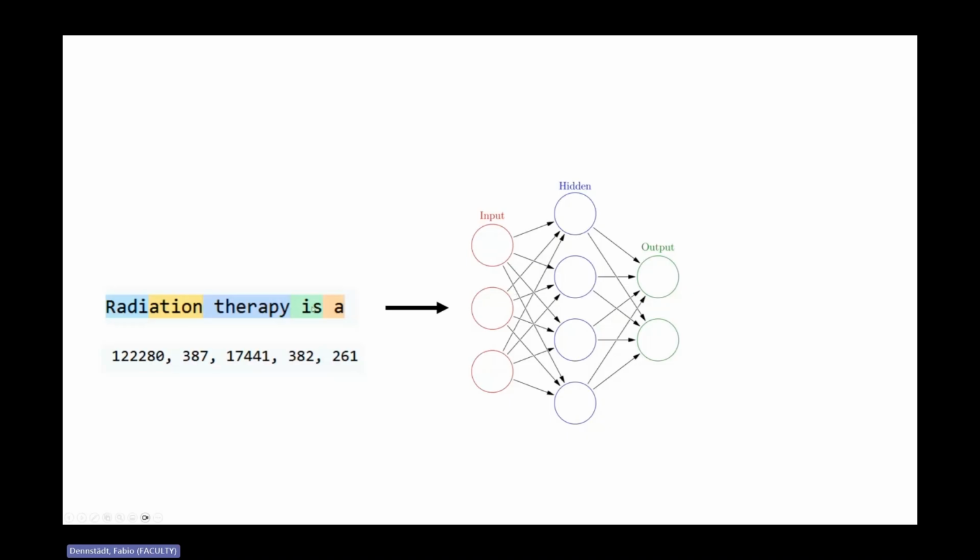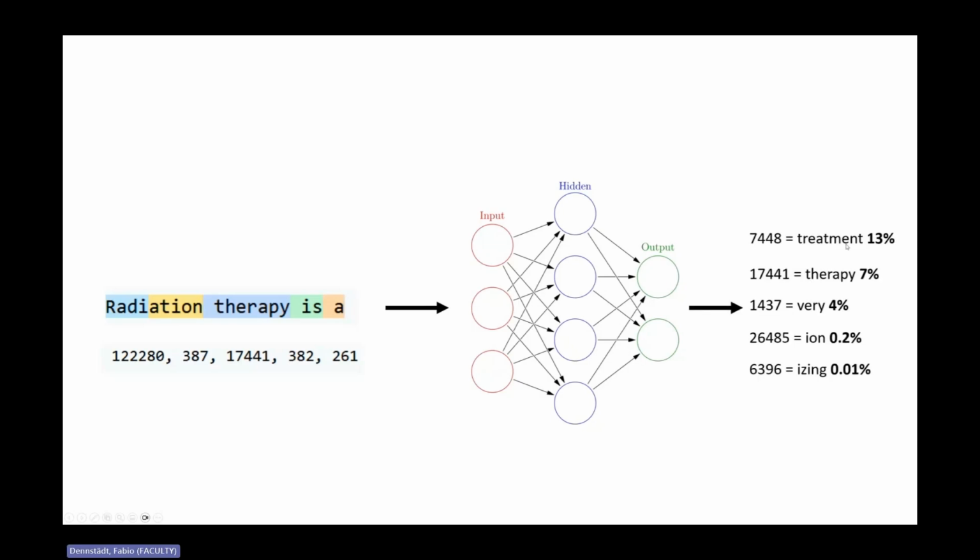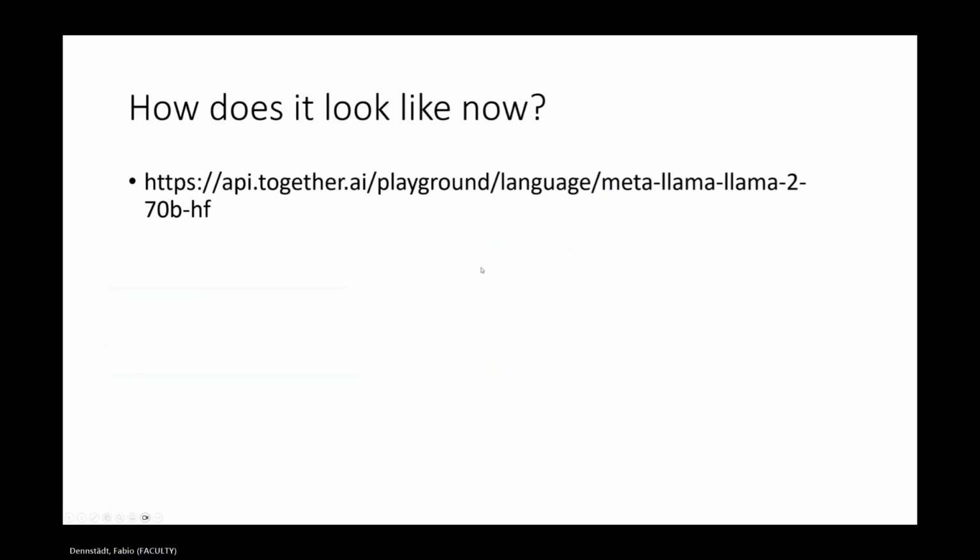After a very long time, you end up with a model that is quite good at making these predictions. If you give it a token sequence like "radiation therapy is," it will give you a probability for each of the possible next tokens, and it is much more likely that the next token will be "treatment" than some random token that doesn't make any sense. This is basically how an LLM works. Now, what does this look like?